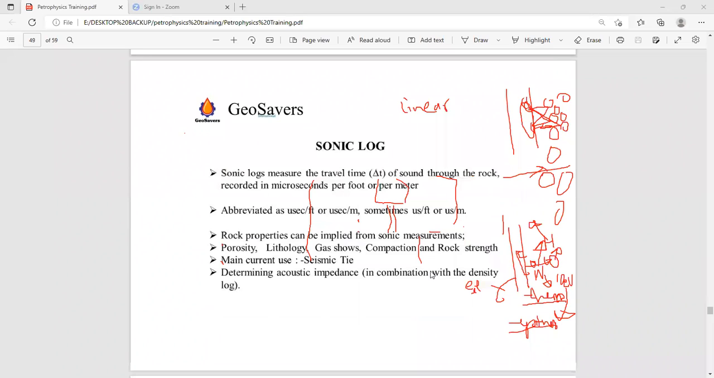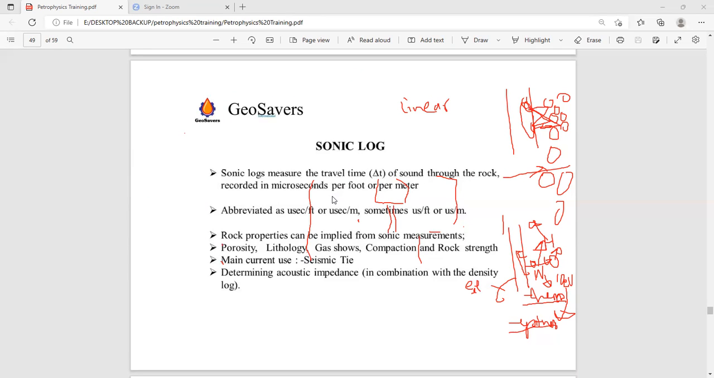So, sonic log. We know that sonic log measures the travel time of sound through the rock record. It measures it in microseconds per foot or per meter. The rock properties can also be employed for sonic measurement. It can also be used for porosity. We can also understand lithology, gas show, compaction, and rock strength.